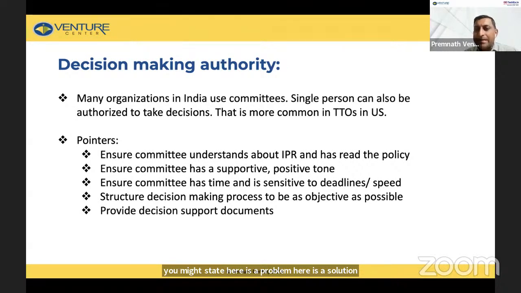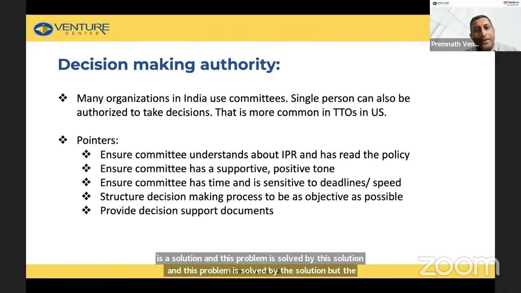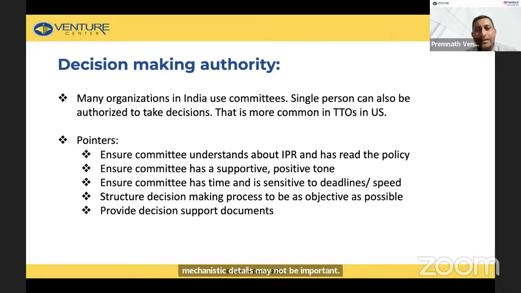But the mechanistic details may not be important, how it does it, right? Whereas in a publication, you might focus on the mechanistic details. Now, if the committee members start focusing on the wrong things, you might actually be wasting your opportunity to file certain patents and so on and so forth.